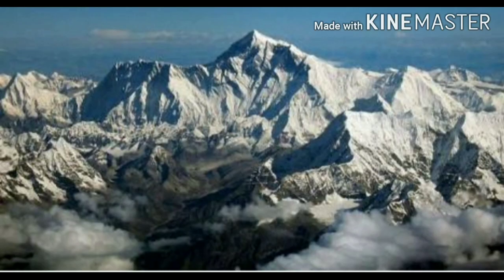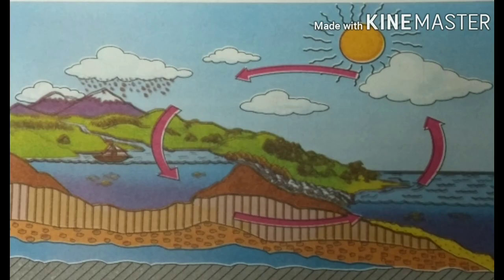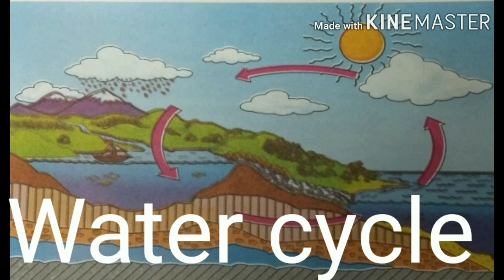Ice in the snow-covered regions also melts due to the heat of the sun to finally flow into rivers. The processes of evaporation, condensation, and rainfall go on in a continuous cycle. This is known as the water cycle in nature.